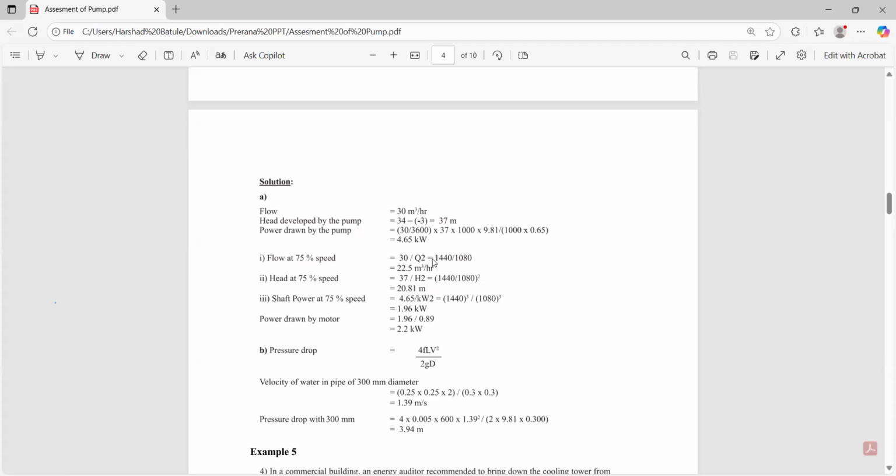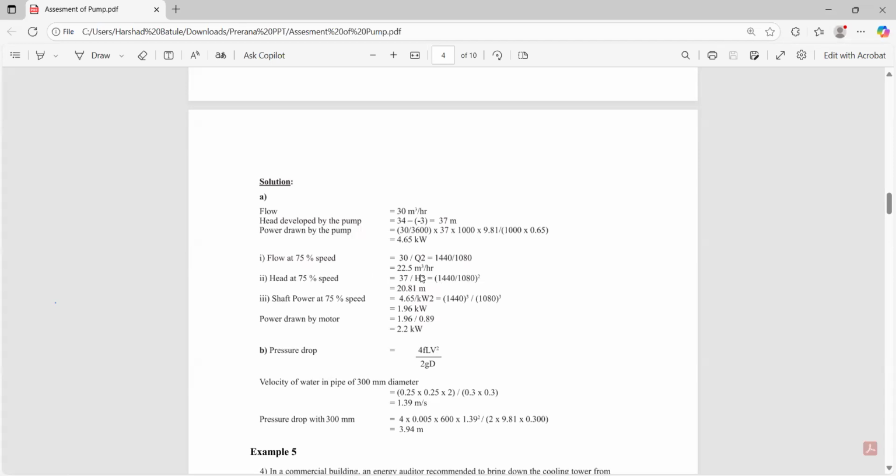So your N1 by N2 is equal to 30 divided by Q2. Your N1 was 1440 RPM, N2 is 1080 RPM. 30 is your original flow, Q2 needs to be calculated. So Q2 would be, from calculation, 22.5 m cube per hour. Head would be square of the change in speed. So 37 was your original head, 37 by H2 equals 1440 divided by 1080, squared. 1080 is your 25% reduced speed from the original speed of 1440 rpm. So your reduced head would be 20.81 meter.